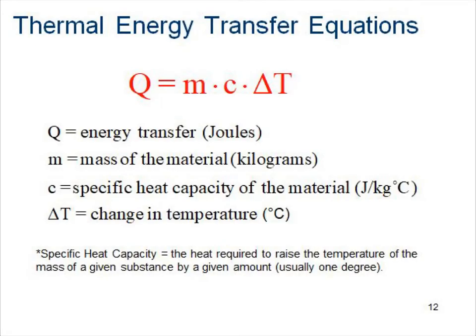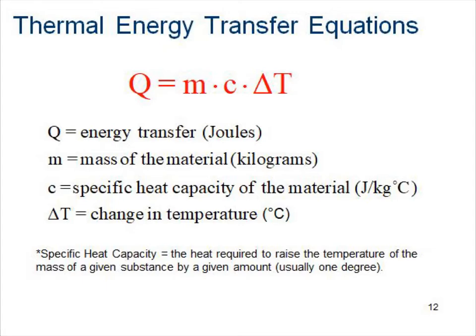In order to calculate how much heat energy is required to change the temperature of a substance, you must know three things. 1, the mass of the substance. 2, the desired change in temperature of that substance. And 3, the specific heat capacity of the substance. The specific heat capacity is recognized by the lowercase letter c, and it's the measure of the substance's ability to absorb thermal energy. In essence, it is the heat required to raise the temperature of the mass of a given substance by a given amount, which is usually 1 degree.